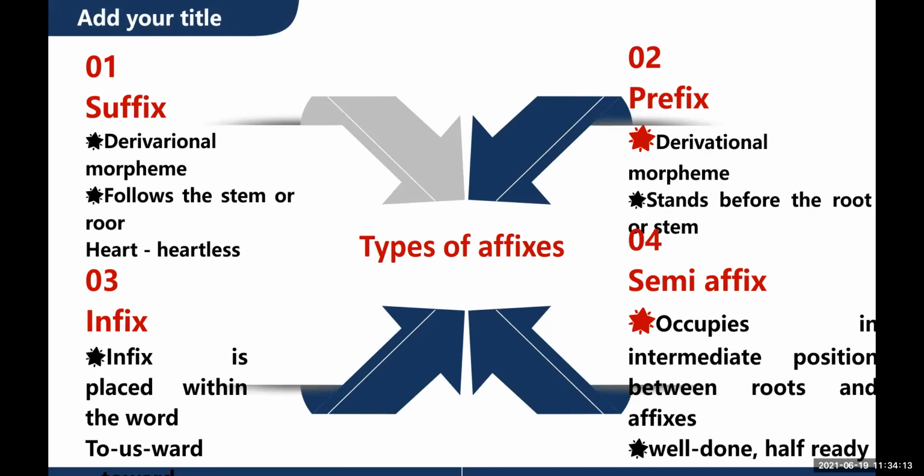So, okay, now let's analyze the word well done. Here, students, well done is a polymorphemic word, and according to the semantic point of view, done is the main root, and well is a half root here. And according to the structural point of view, well is a semi-bound or semi-free morpheme, and done is a free morpheme.